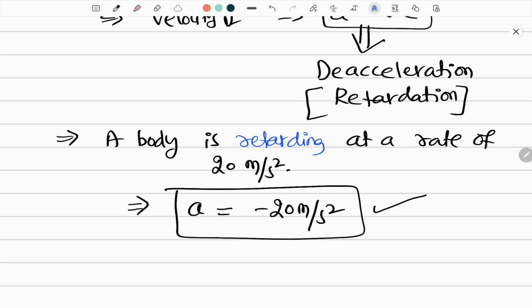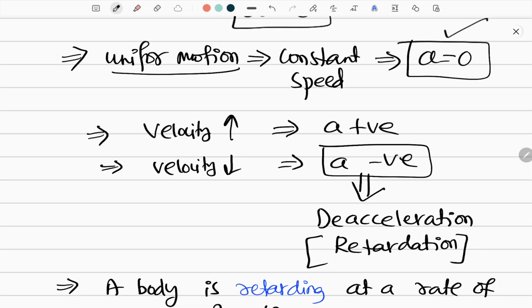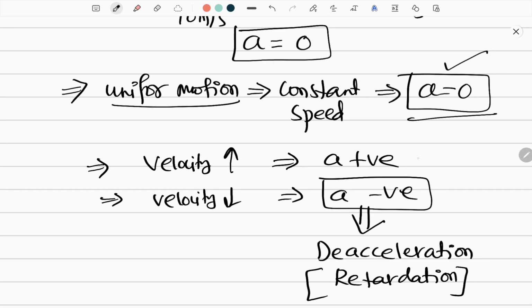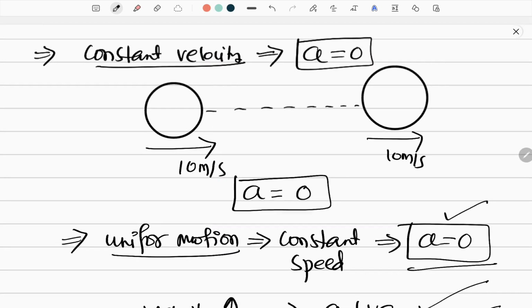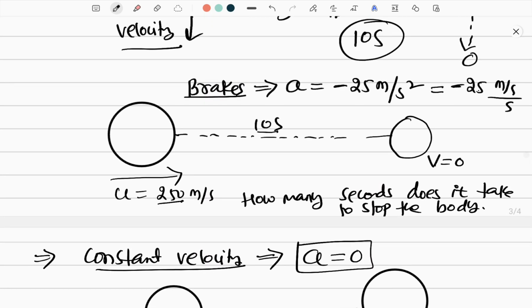All right, then I think all the details of acceleration are clear here. I talked about zero acceleration also, positive also, negative also, and the meaning of negative acceleration is deceleration, retardation. All right, I gave you an idea about the real meaning of acceleration.